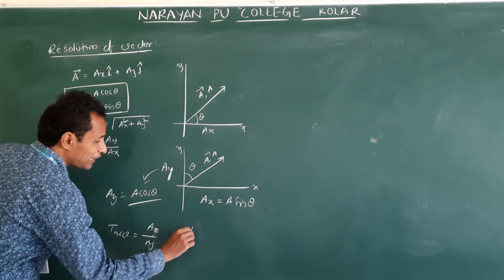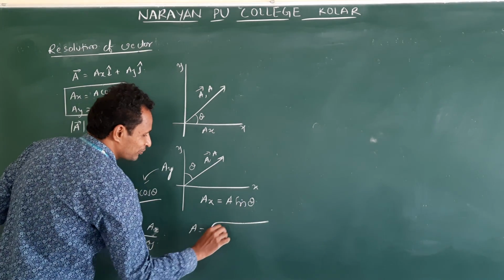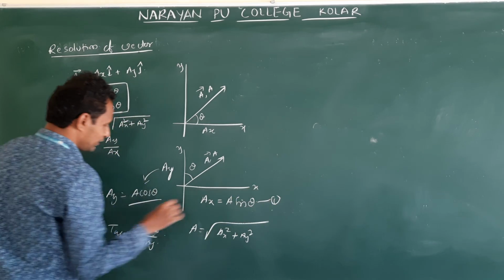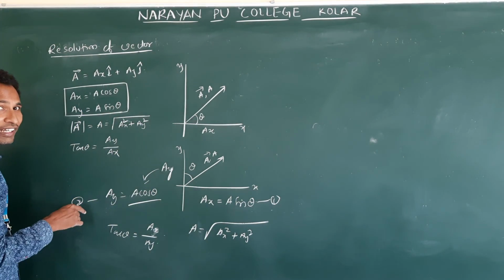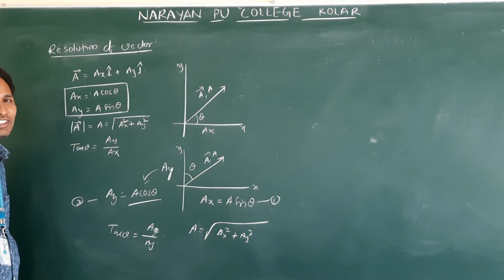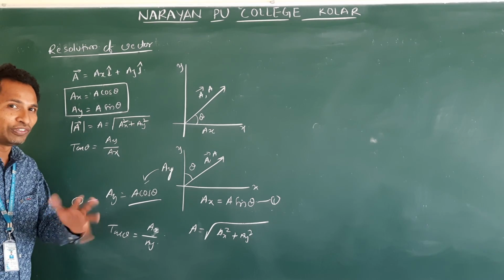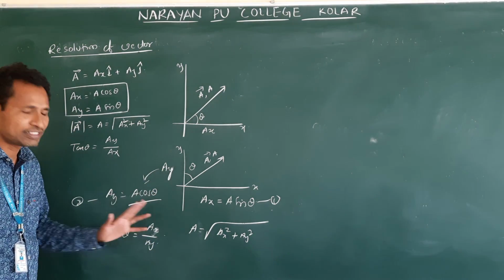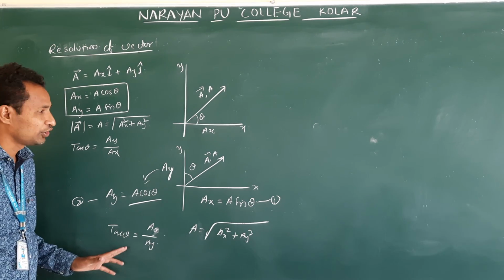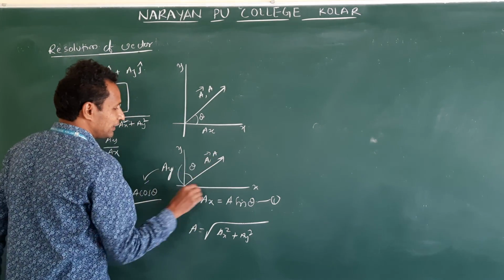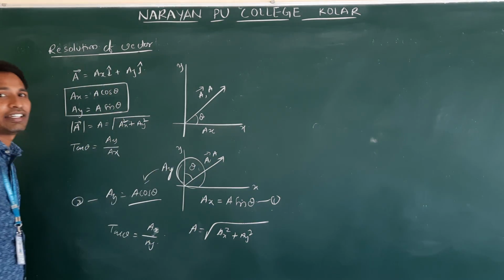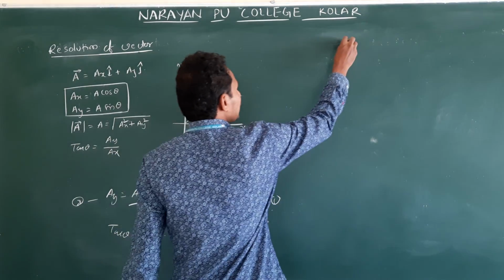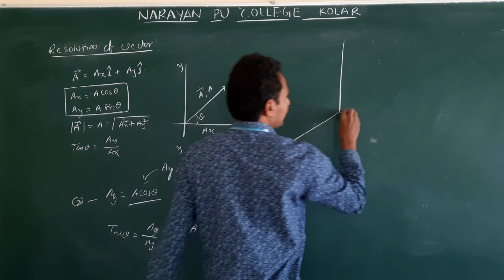But what about the magnitudes? Magnitudes remain the same: ax square plus ay square. Again this is equation 1, equation 2. You square and add, and you will get the same result. But where do we find the change? In components, in the angle. So theta is important. Clear?